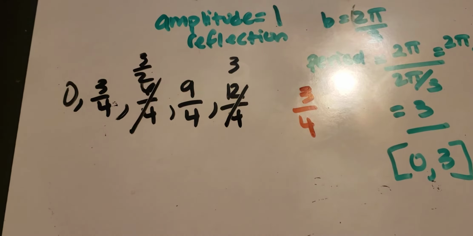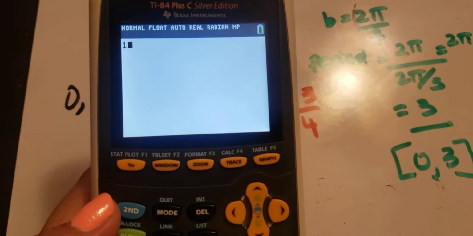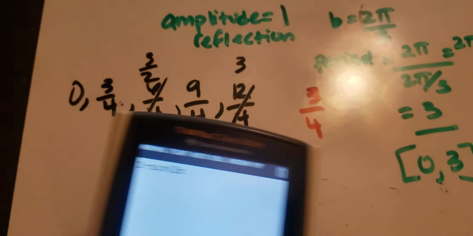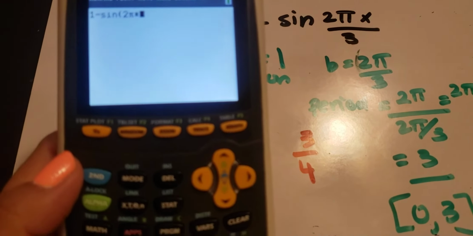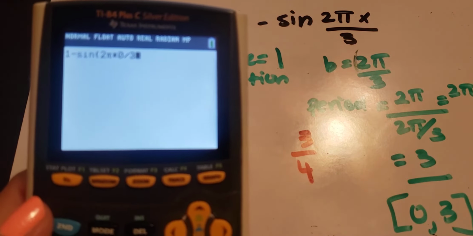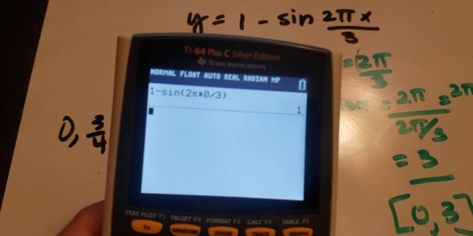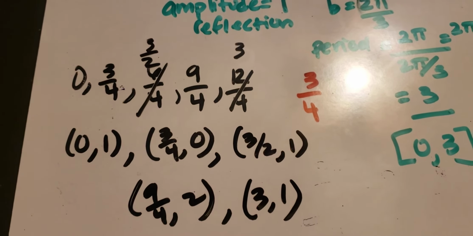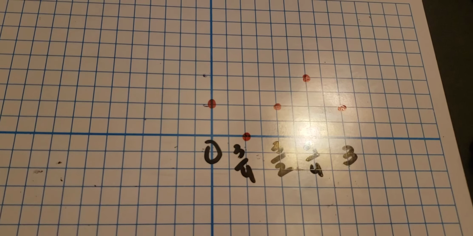And now we can get our values using our calculators. So 1 minus sine of 2 pi, and then times x, and our first x will be 0, so times 0, then divided by 3. And that gives us 1. I'm going to keep doing that off camera just so I can go a little bit faster, and find all our points. So off camera, these are the 5 points that I got. And so now we're just going to flip it over and graph it in the back.